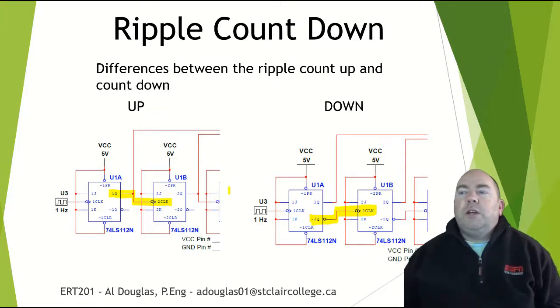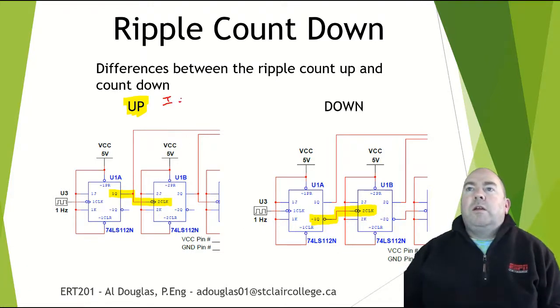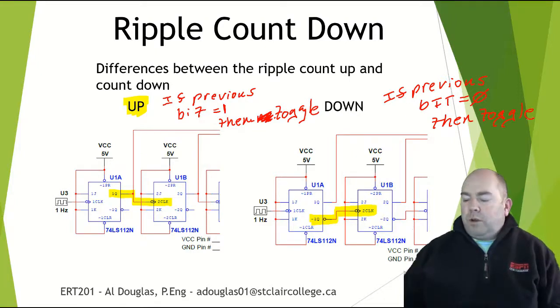So we basically check to see, in the up counter, if the previous bit equals a 1, then toggle. With the down counter, it's basically if the previous bit is equal to 0, then you do a toggle.